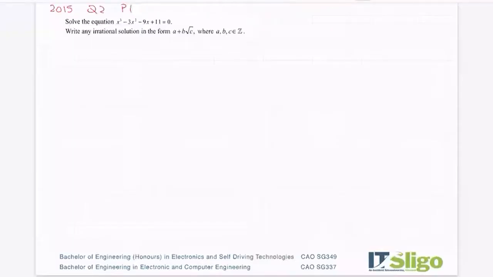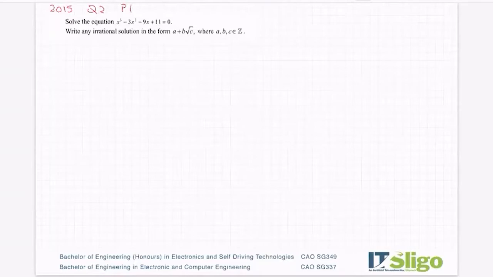Let's try the 2015 cubic equation. This was actually worth a full 25 marks, so it was great if you knew how to do it. Solve the equation x cubed minus 3x squared minus 9x plus 11.